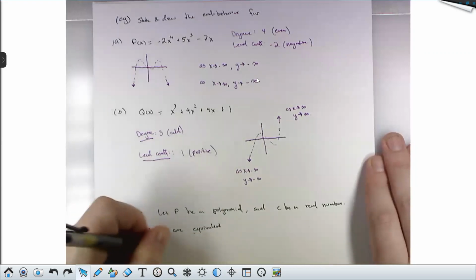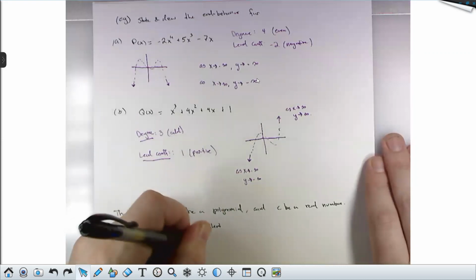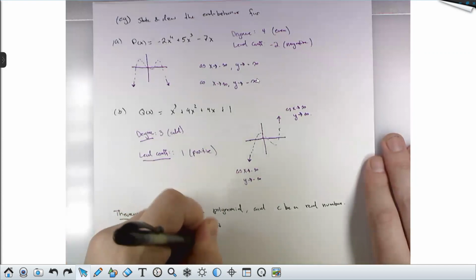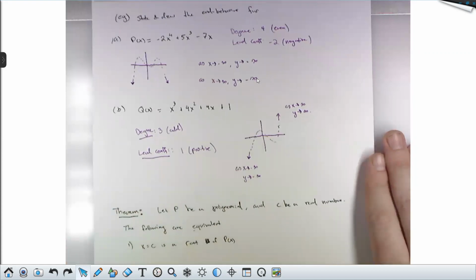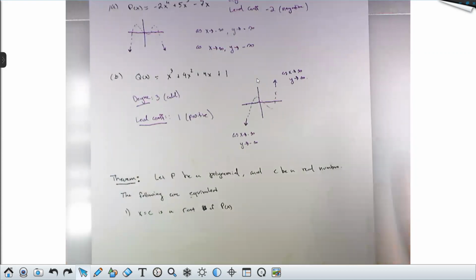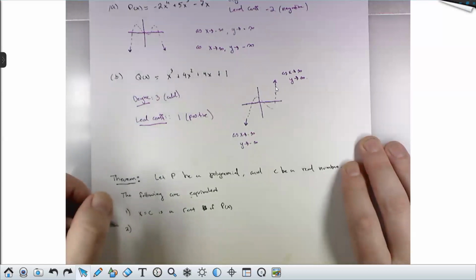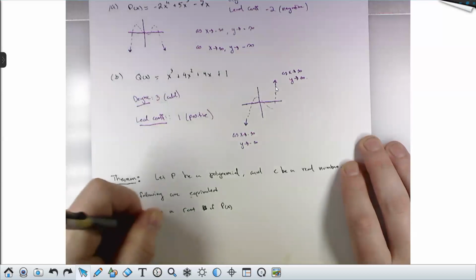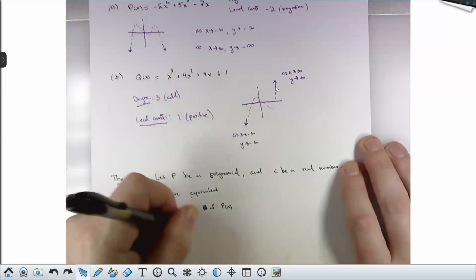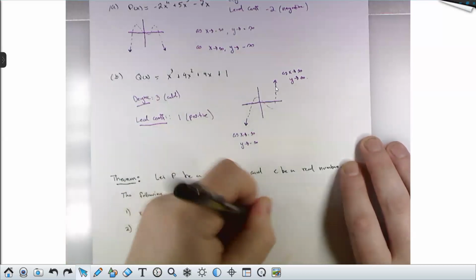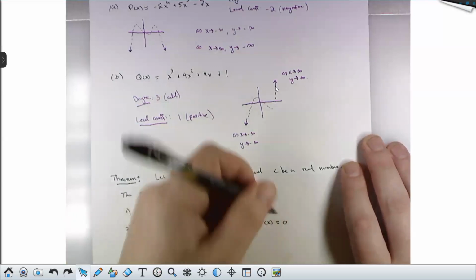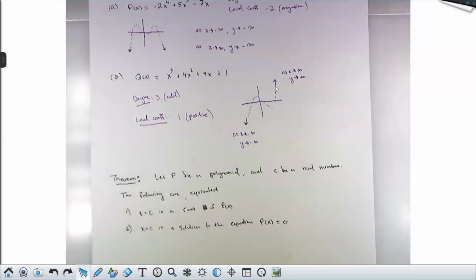X equals c is a root, or I should say of the polynomial p of x. And remember, root is just another word for zero or solution to p of x equals 0 or x-intercept. This is equivalent to saying x equals c is a solution to the equation p of x equals 0. Nothing exciting there.